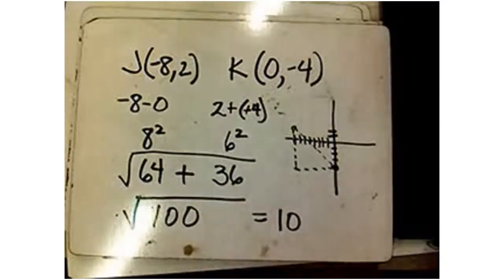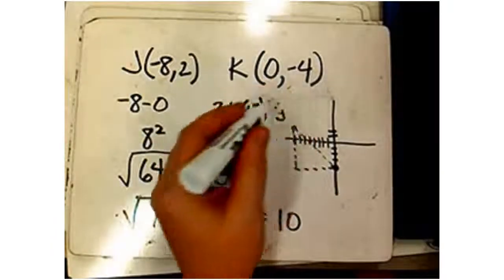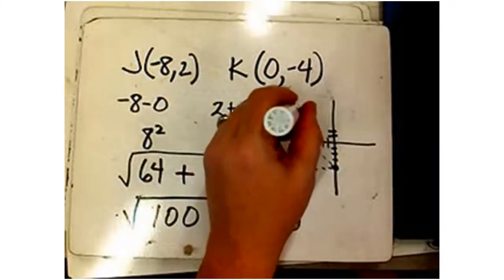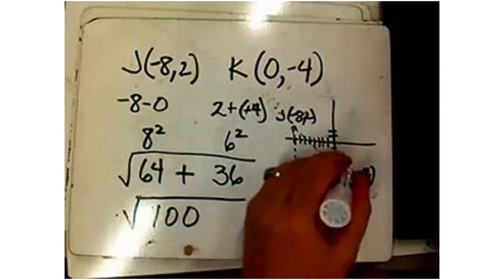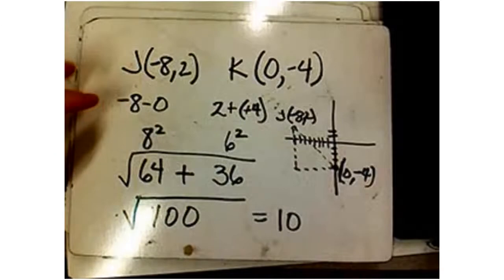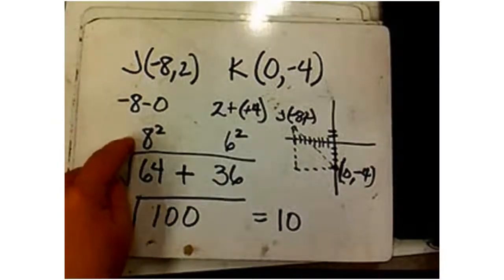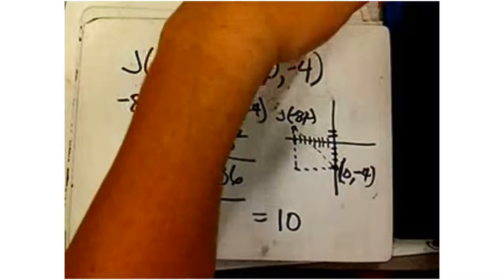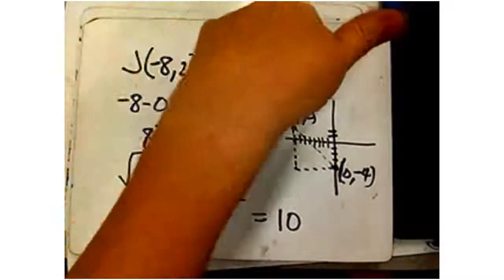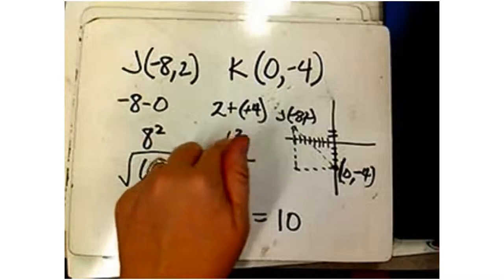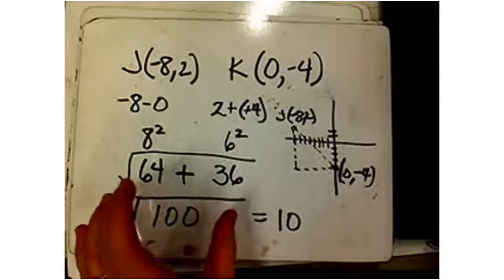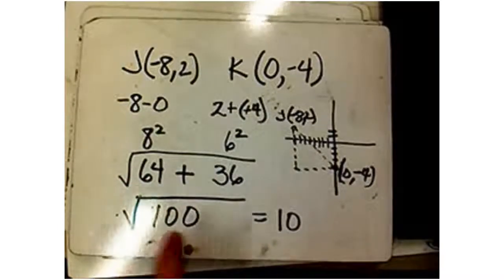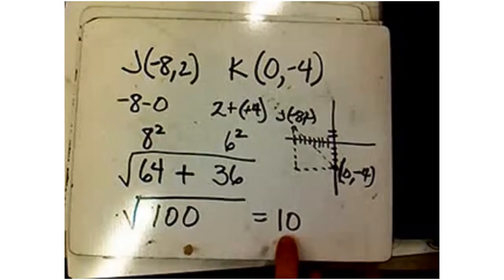So the distance between point J at negative 8, comma 2, and point K at 0, negative 4 is 10 units. Because we took the difference of the x values, squared it, because that's one of our legs, took the difference in our y values, the distance from 2 to negative 4 is a distance of 6, squared it, 36. Add those together, the two legs got to add together, so 64 plus 36 is 100. Square root it in order to get our c value, or our hypotenuse, which is 10.